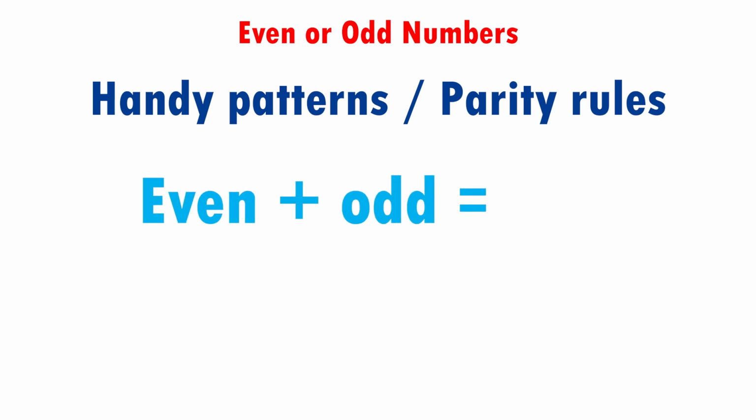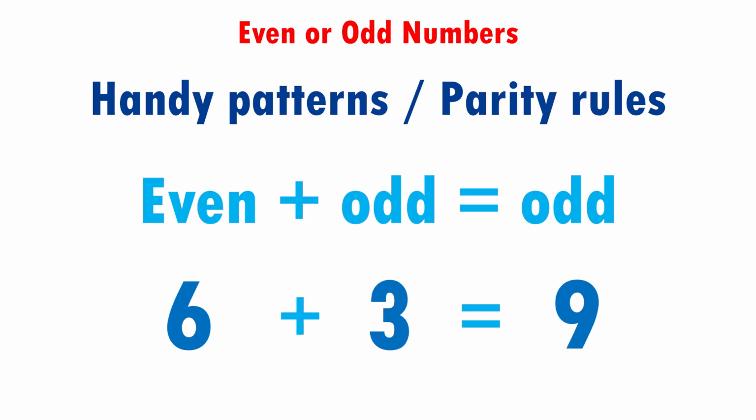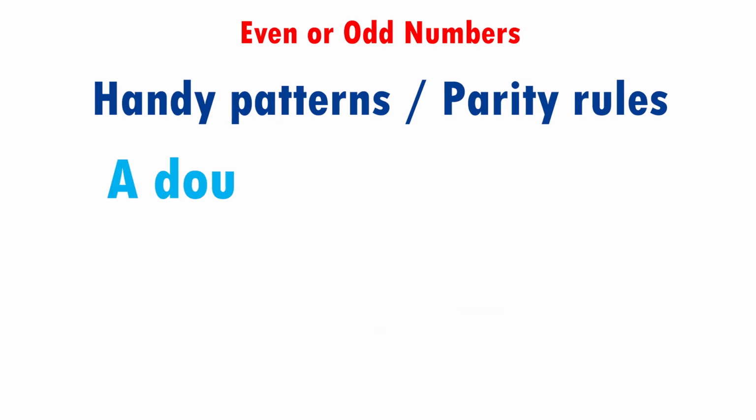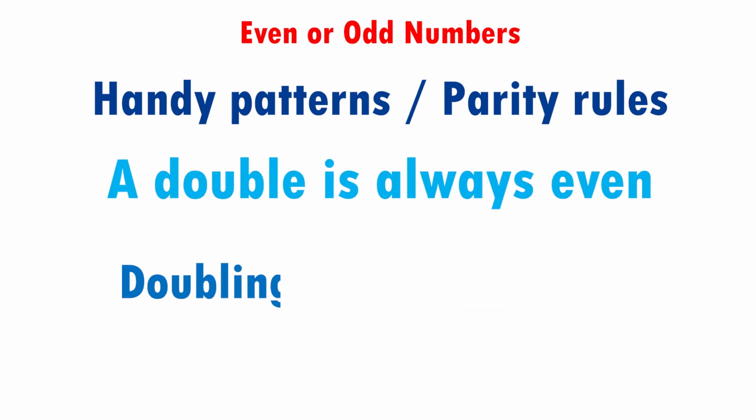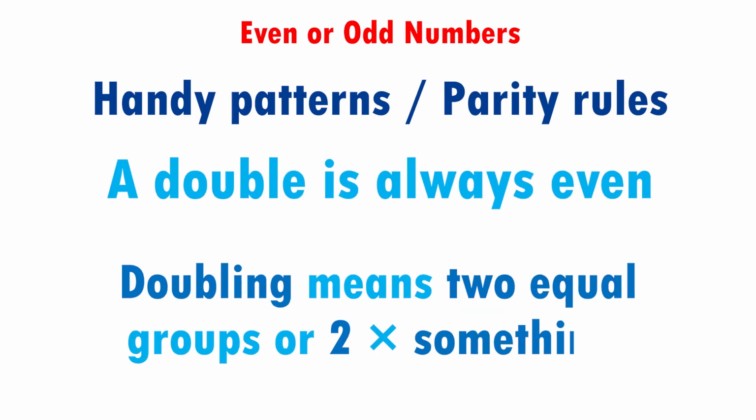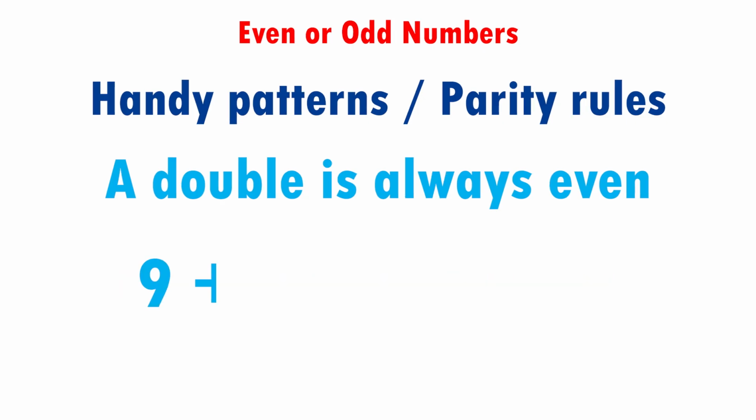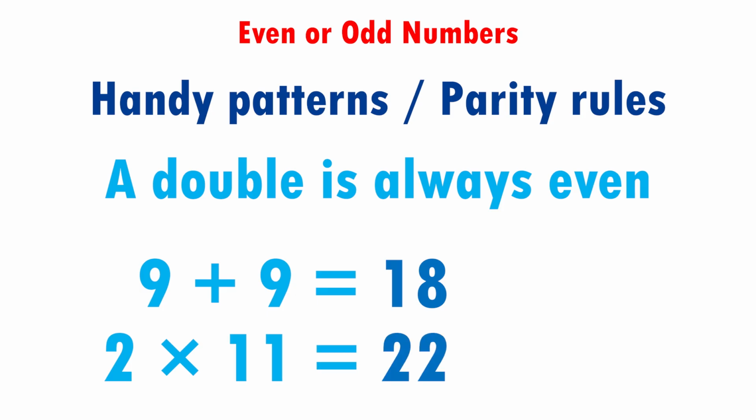Even plus odd equals odd. The even number brings only pairs, but the odd brings one extra, so there's still one left over in the total. For example, 6 plus 3 equals 9, odd. A double is always even. Doubling means two equal groups, or 2 times something, which always makes pairs. For example, 9 plus 9 equals 18, or 2 times 11 equals 22, both even.